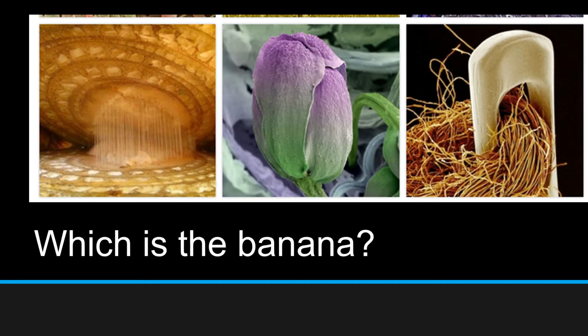There might be some here that you look at the picture and you think, well, I definitely know what that one is, so it is that or it can't be that, and that might be helpful too. So our first question was, which is the banana?